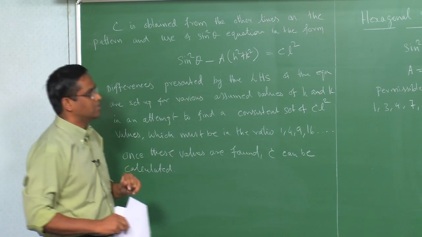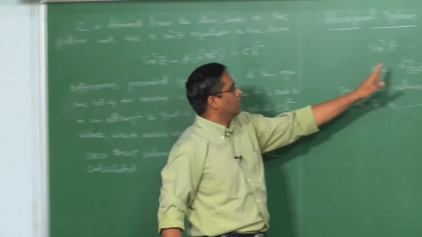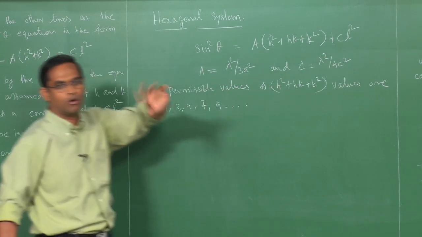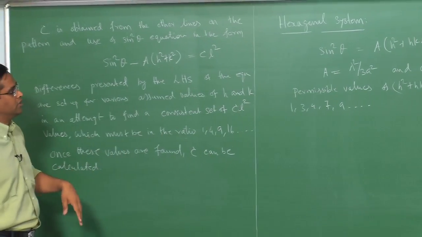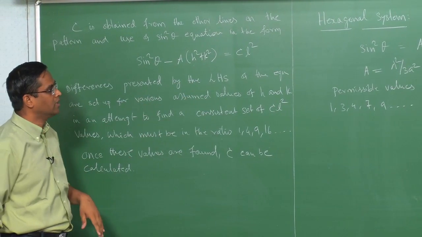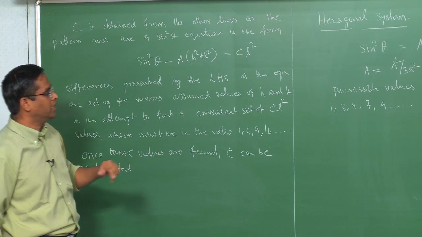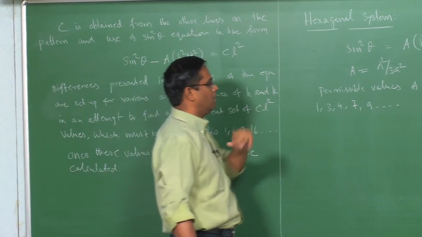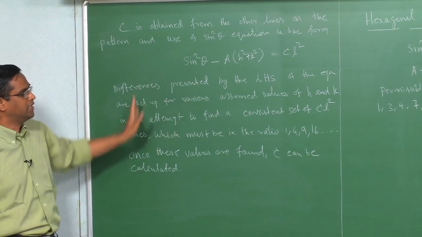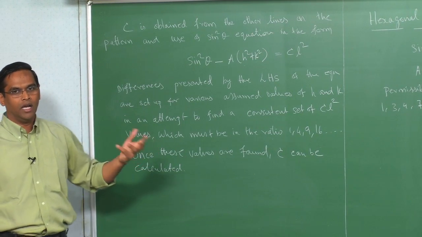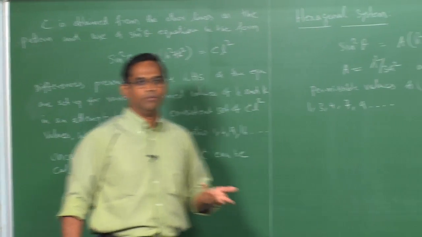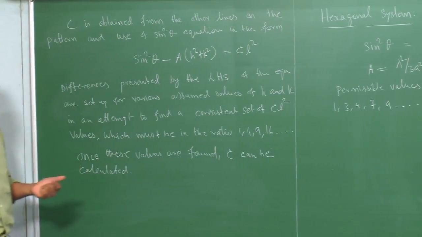For the other crystal systems, the sine squared theta relations will have more constants, for example monoclinic and triclinic systems, then the calculation procedures become a little elaborate, and some kind of programming is required to find out all those things. So this is the basic idea behind using the sine squared theta values for indexing the simple crystal systems.